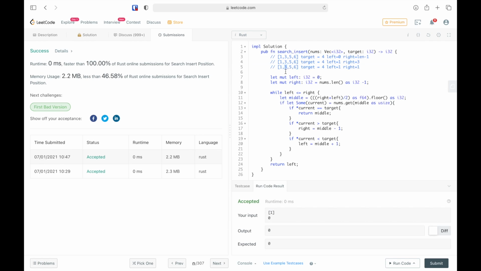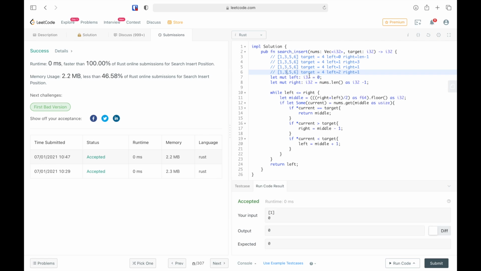Current is less than target, so we're going to move left: left is equal to middle plus 1. Target is 4, middle is 1, and middle plus 1 is 2. Now that left is greater than right, we're going to return 2, because 2 is where the index should be. So 0, 1, and 2, right here in the middle. That's where 4 should be.